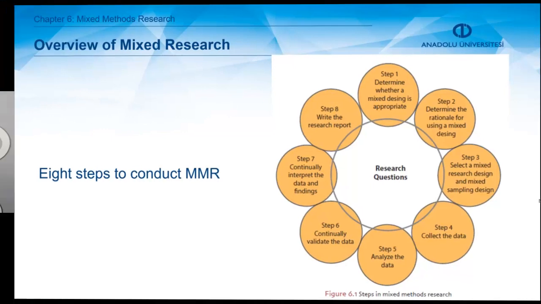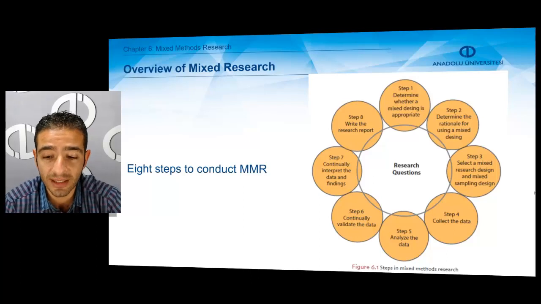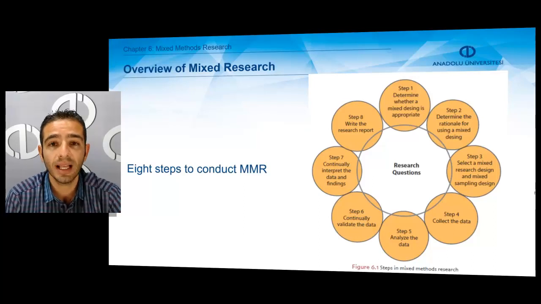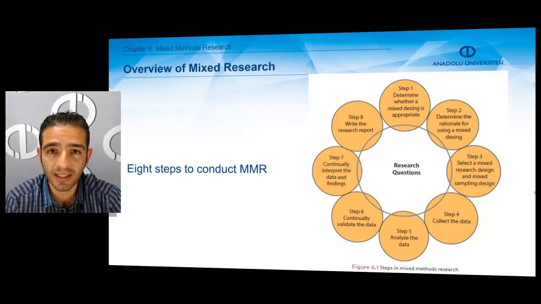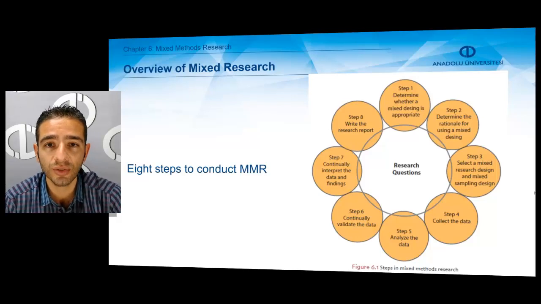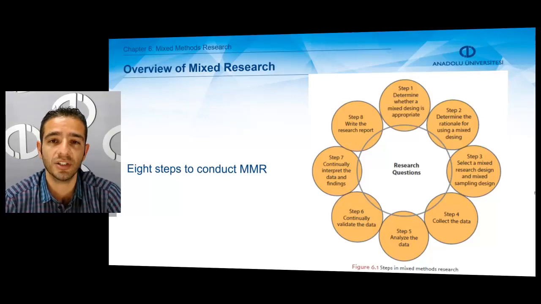In the fourth step, you collect your data, and in the fifth step, you analyze it. Then you try to validate your data in the sixth step, and on the seventh step, you interpret your data and focus on your findings. And finally, you write your own research report, which includes your literature review, your methodology, your findings, discussion, and conclusion.